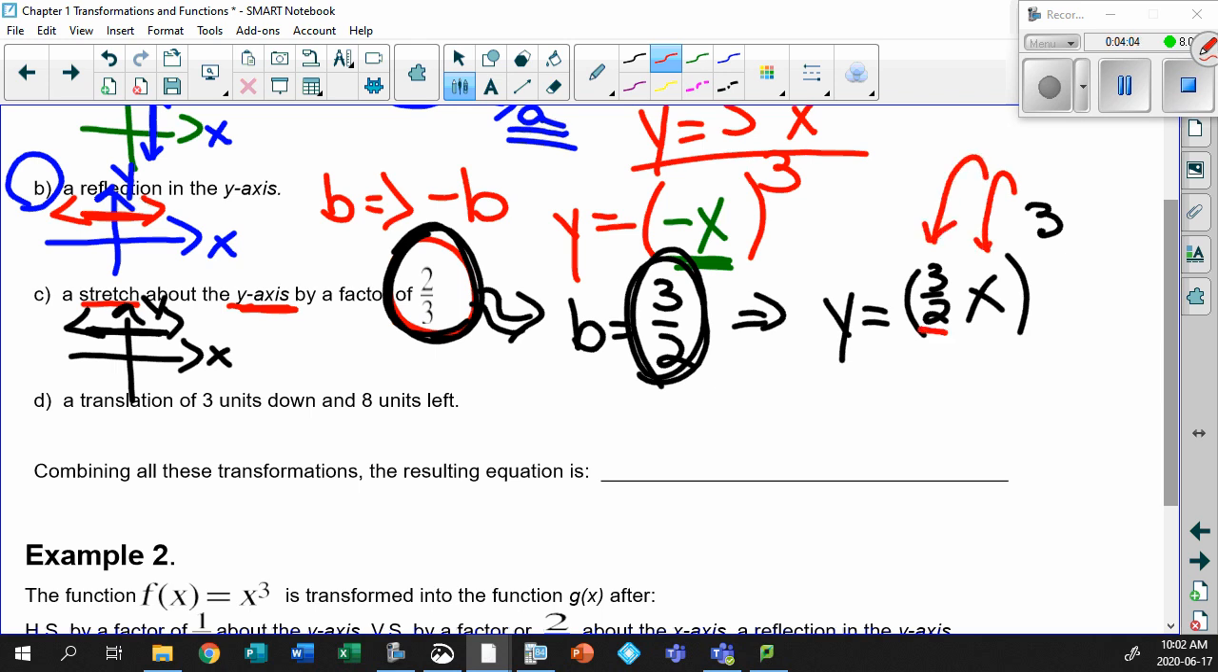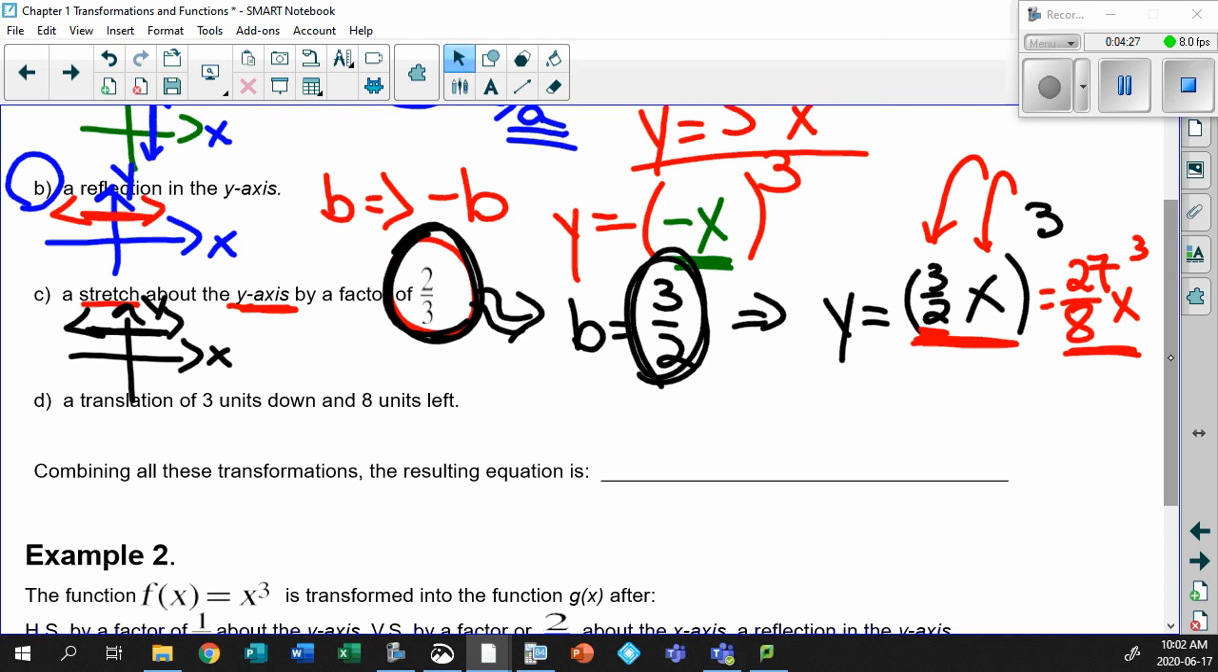But remember, everything here is cubed. So that means 3/2 is cubed, which means 3 times 3 is 9 times 3 is 27. This can be written as 27. 2 times 2 is 4 times 2 is 8. There's the 3/2 cubed. And don't forget that this is x cubed. If you put this in the calculator and graph it, those two will be exactly the same curve. Nice, hey?